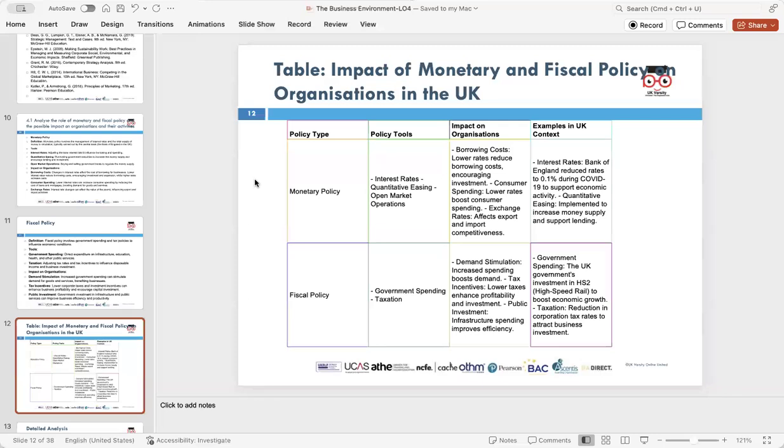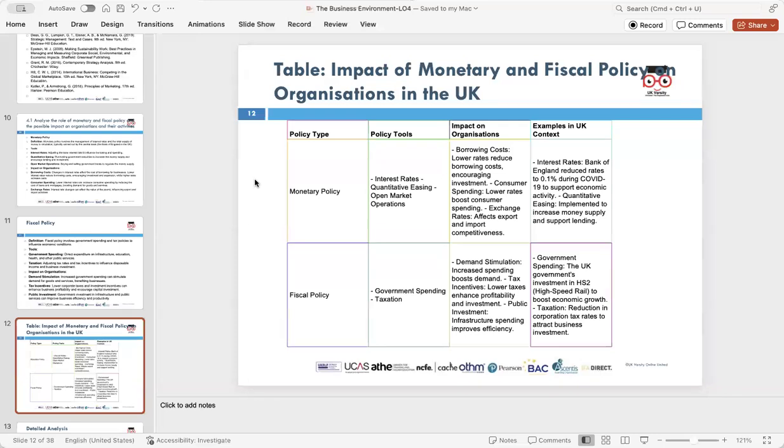Quantitative easing is implemented to increase the money supply and support lending by purchasing government securities. The central bank injects money into the economy, encouraging lending and investment. So this can help stimulate economic activity during periods of low growth.